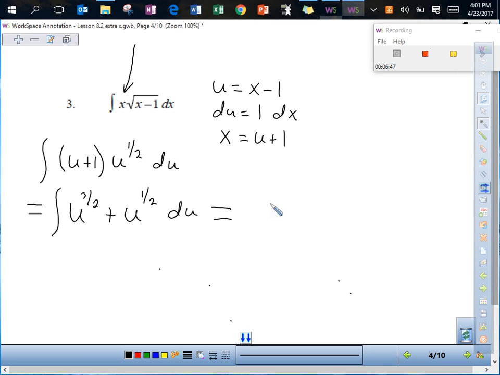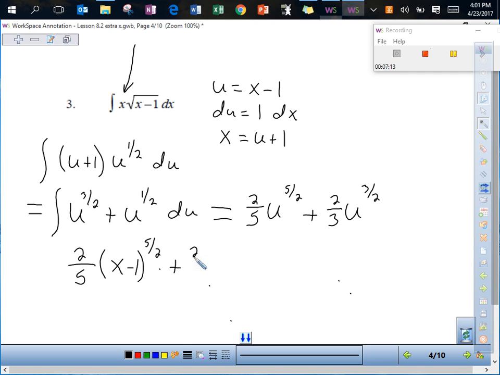I'm going to add 1 to the exponent, so I got u to the 5/2, and I got a 2/5 out front, plus add 1 to the exponent, so I'm going to get 3/2 multiplied by the reciprocal, 2/3. Final answer becomes 2/5 u, which happens to be x minus 1 to the 5/2, plus 2/3 x minus 1 to the 3/2 plus c. So there's our steps again.